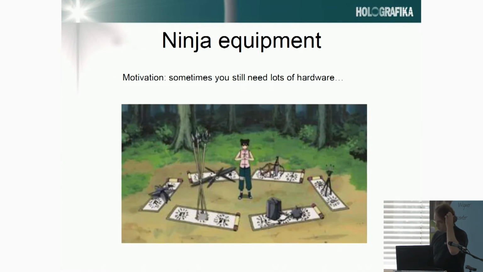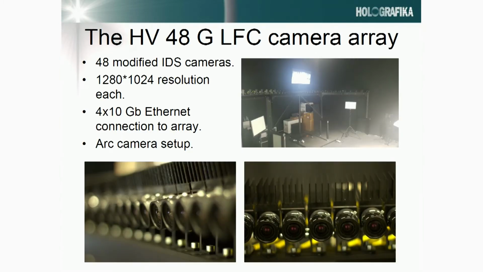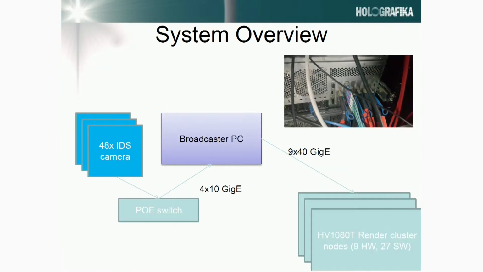We also need equipment. We need lots of hardware to do capture. We have this big camera setup, which we sell as a camera array, which features 48 modified IPS cameras with high resolution, and we have 4 times 10 gigabit Ethernet access to this camera setup. How does it look? We have these IPS cameras, we have a power over Ethernet switch, we have a huge PC, with the 10 gigabit Ethernet uplinks here, and the 40 gigabit Ethernet downlinks to the render cluster here. So it features a really huge bandwidth.